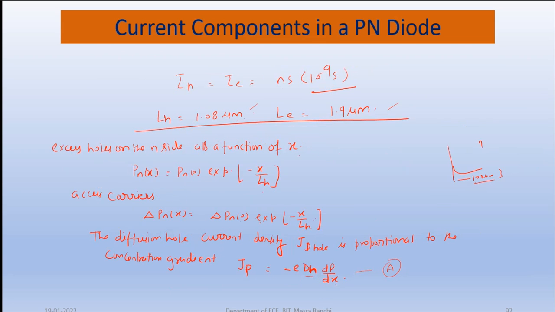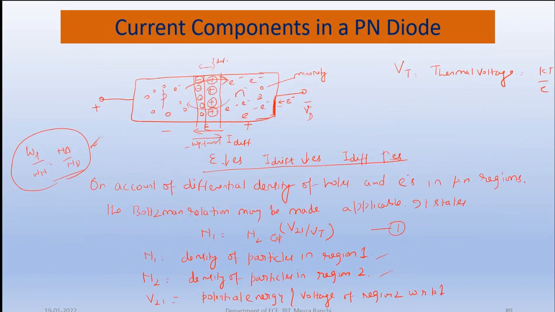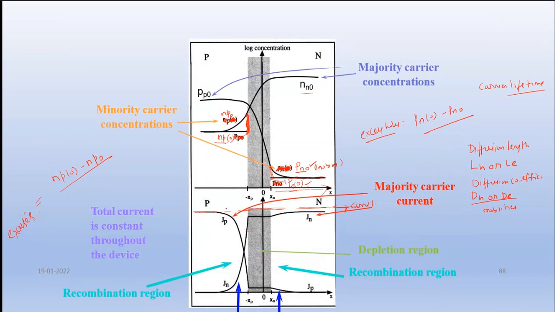Now we will see the concentration of electrons and holes as a function of X. X is the distance away from the junction, at this interface, right? Away from the junction, how they survive, right? So away from the junction, we will see as a function of X.